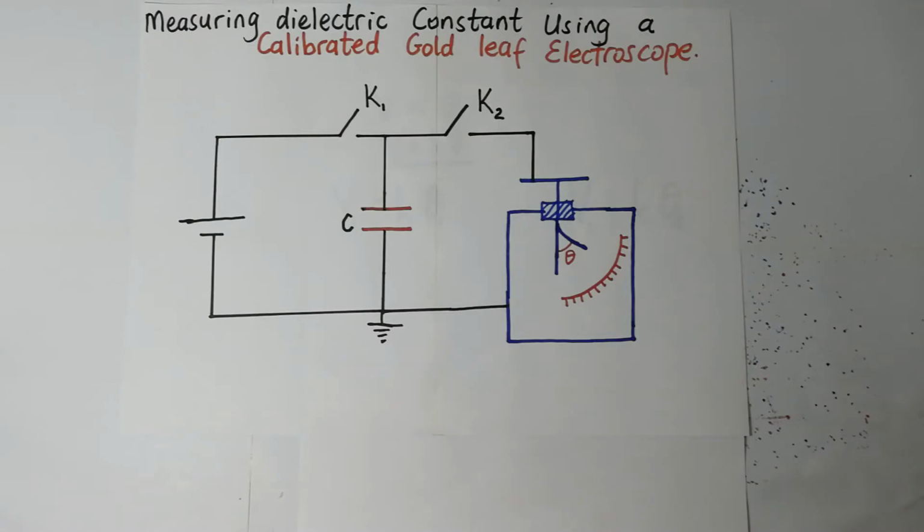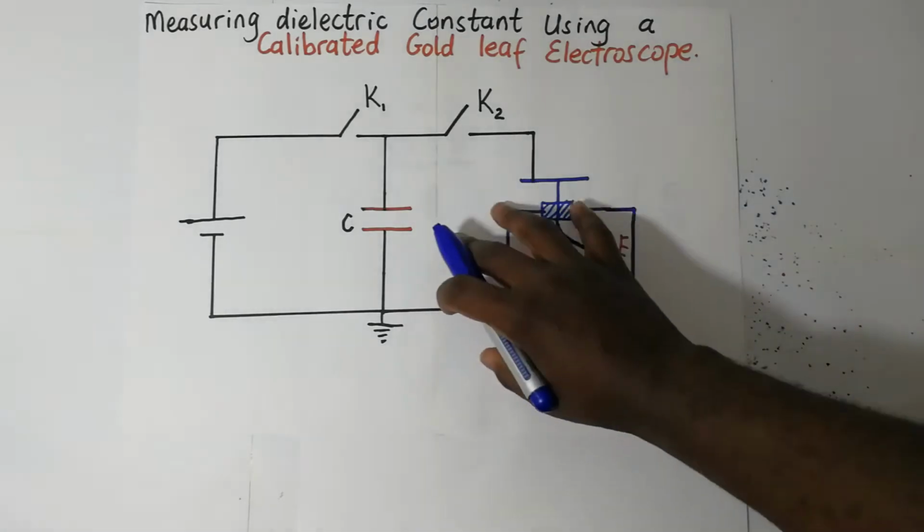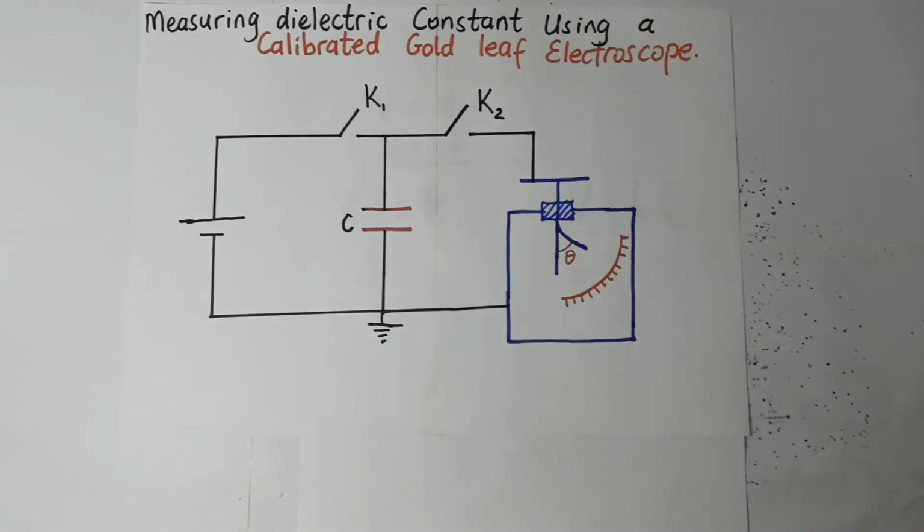But another definition for the dielectric constant is the ratio of the capacitance of a capacitor with the dielectric between its plates to the capacitance of the same capacitor with a vacuum between its plates. In our previous sessions in this series on electrostatics, we explored that in more detail. So we are going to use this circuit to measure the dielectric constant using a calibrated gold leaf electroscope. So let's get to it.